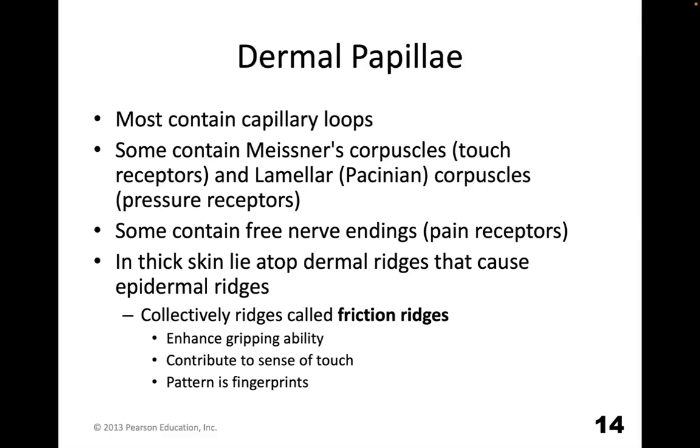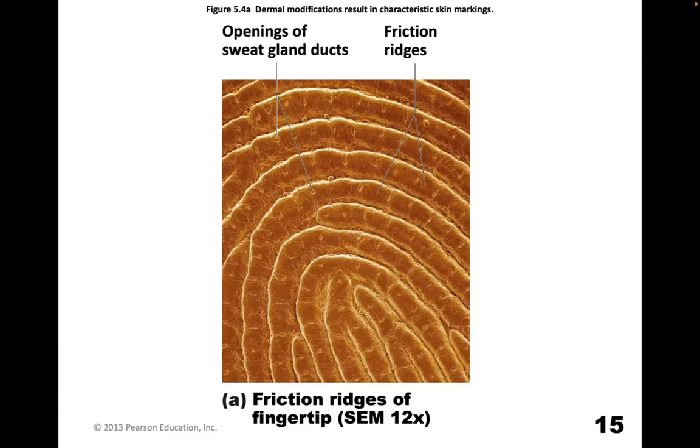And they're also important because in thick skin they lie on top of the dermal ridges that cause what are called epidermal ridges. The epidermal ridges are important because they allow for friction ridges. If you look at your fingerprints on your hand, that's what we're talking about. That's what's important for fingerprints. But the reason why we have them is that it enhances your grip abilities, and it also contributes to your sense of touch. And so we're going to look at these in more detail when we get into the lab.